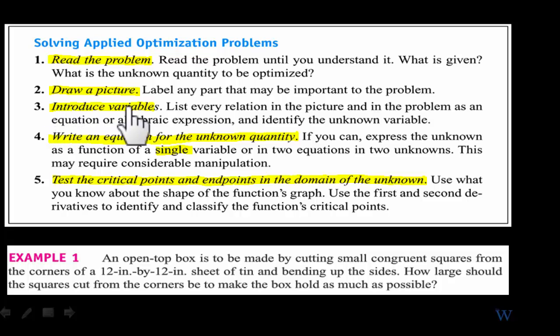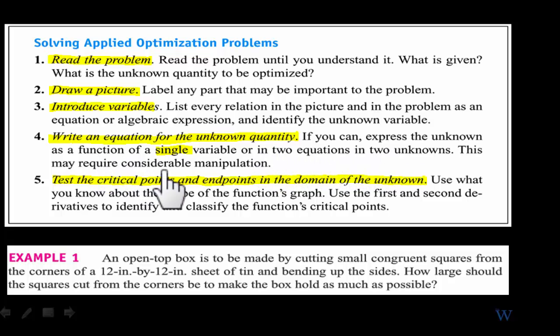And then you've got to introduce variables. List every relation in the picture and in the problem as an equation or algebraic expression, and then you identify the unknown variable. Now this is the most important thing. We've got to write an equation for the unknown quantity, if you can, because sometimes the unknown quantity that you want to optimize is a function of more than one variable. So if you can, we've got to express the unknown as a function of a single, that's important, single variable, or in two equations in two unknowns.